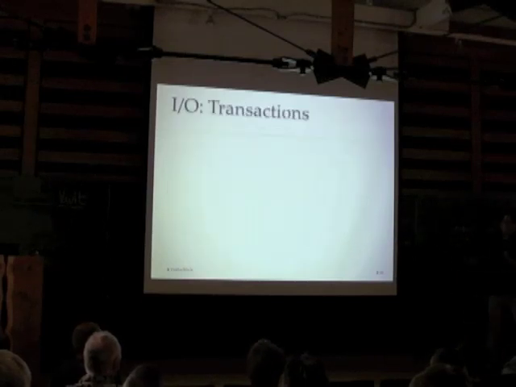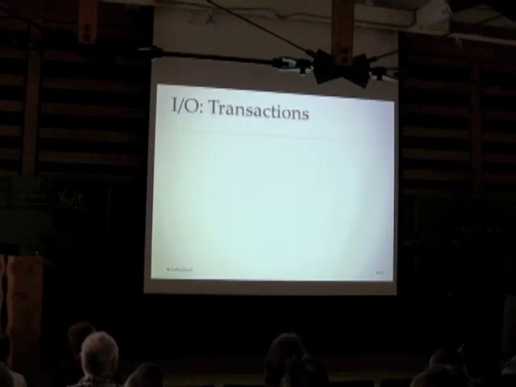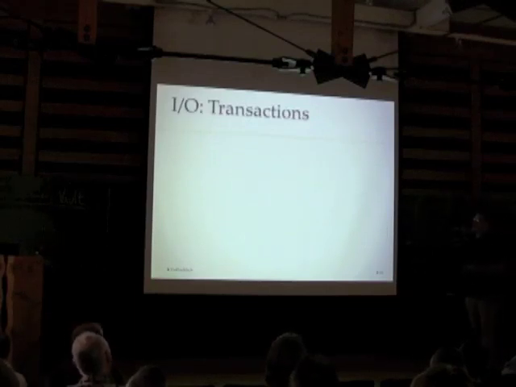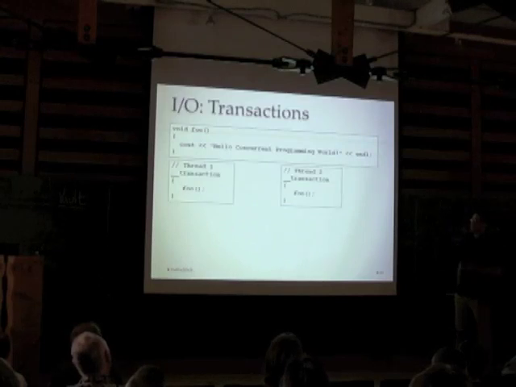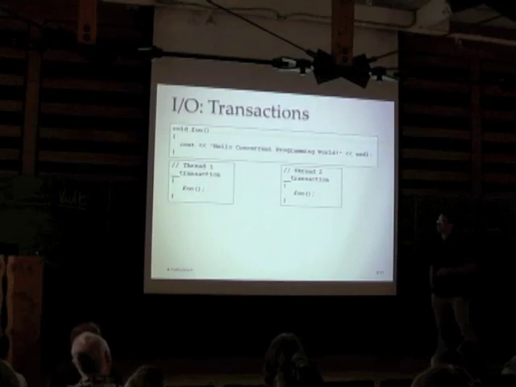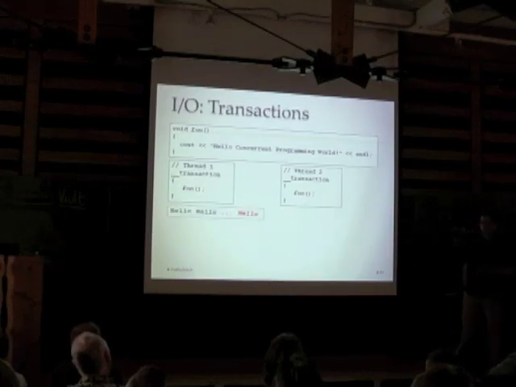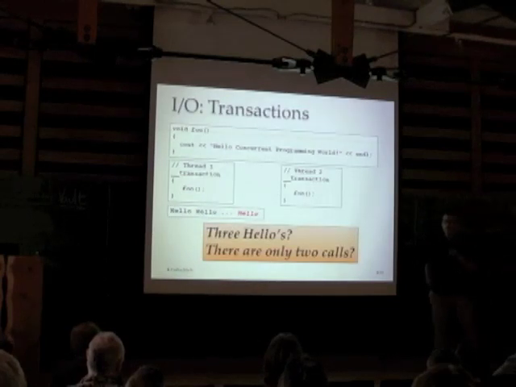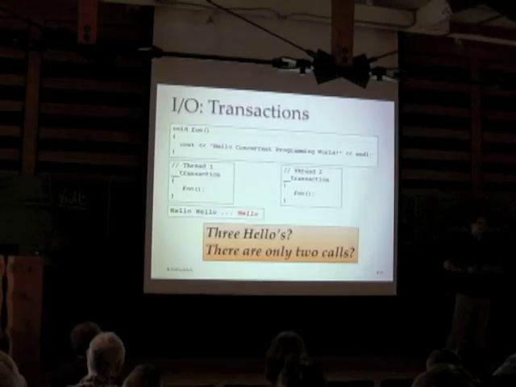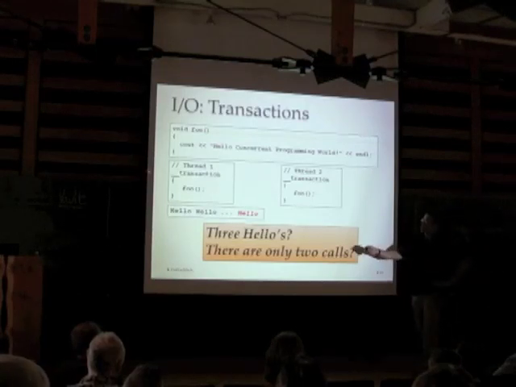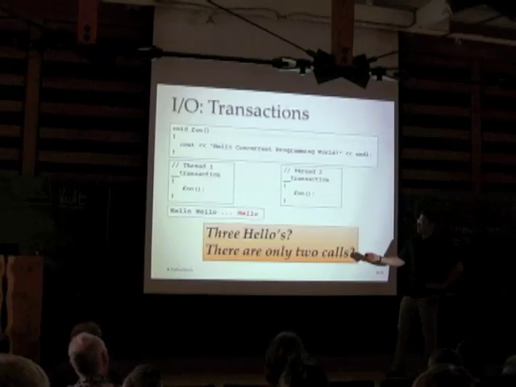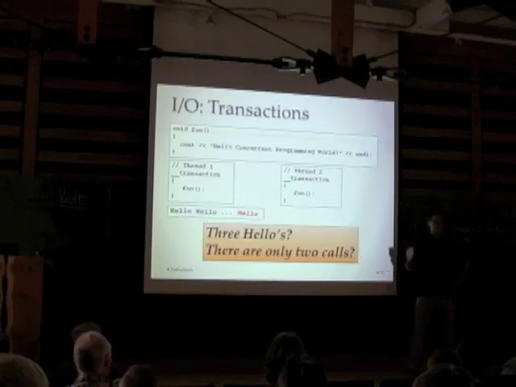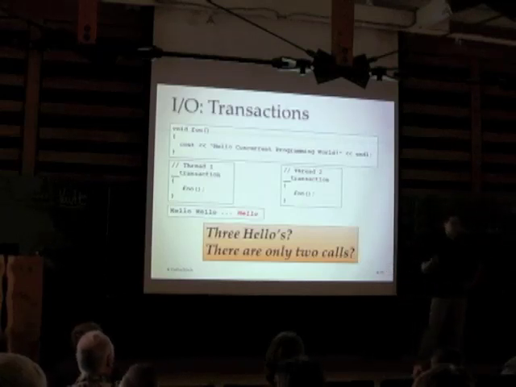So now we do I/O with transactions. We have I/O, and it's going to have side effects. And so we're going to get into some interesting problems. We have these two transactions, and they're both calling foo. And we get something like this. And now it's even more interesting, right? Because in the other case, where we had no synchronization, we could work that out in our head. But in this case, we've got two transactions, and suddenly we have three hellos, and we're scratching our head saying, how the heck is that even possible? But now we all know.